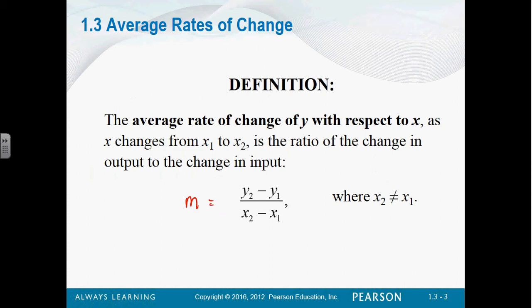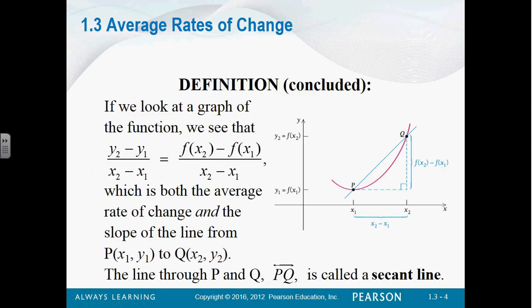The only difference here is that we know x2 can't be x1, or we get 0 in the denominator, which would be an undefined slope. That means your independent variable is not changing. So if we look at the graph of a function, we can look at y2 minus y1, x2 minus x1. These are two points on the graph. It doesn't matter that the graph is not linear. We're talking about any function. It could be as curvy and wavy as you want it to be. But if we look at two points, we'll call them P and Q, and give those x1, y1, x2, y2, the average rate of change is just the slope of the line connecting those two points.